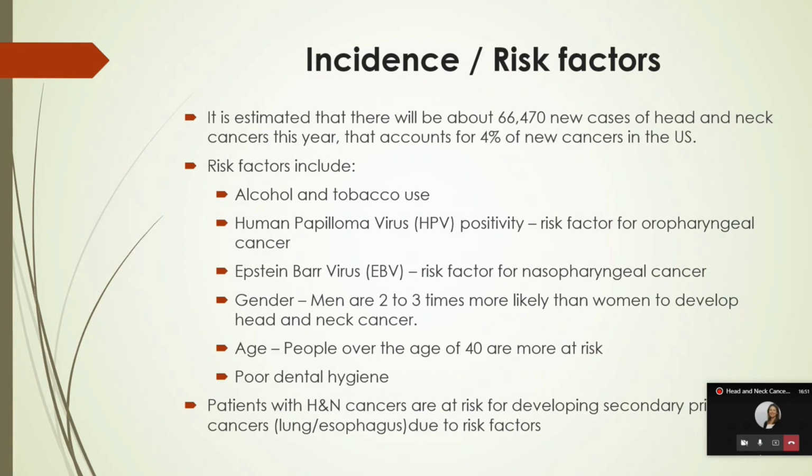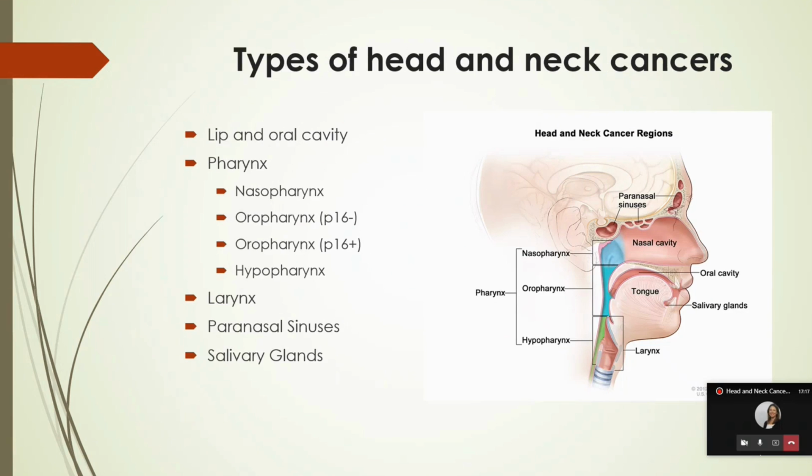But oftentimes, or most of the time, we don't know why somebody gets a cancer and other people might not. And patients with head and neck cancers are at risk for developing a secondary primary cancer that would typically be in the lung or the esophagus, and those are due to similar risk factors, being maybe tobacco use or alcohol use. So there's several different types of head and neck cancer, and they can be treated very differently. This is a diagram or kind of a picture depicting all of these locations.